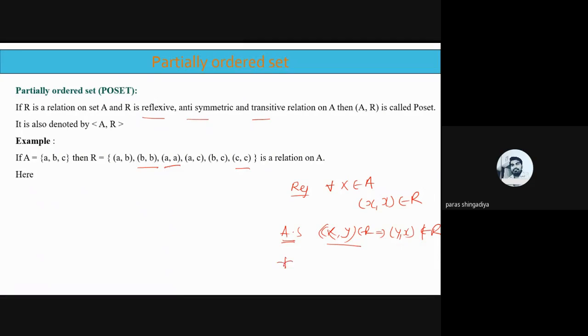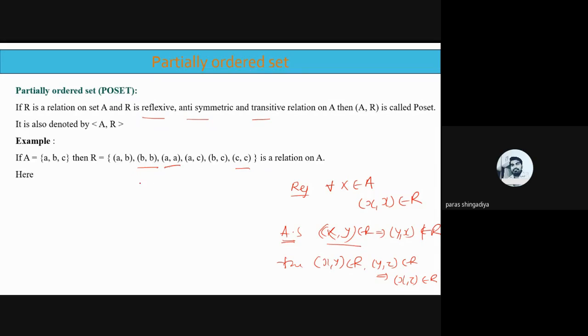And now the third one is transitive. So how can we check the transitive relation? If (x, y) belongs to R and (y, z) belongs to R, this implies (x, z) also belongs to R. If these two pairs exist, meaning (x, y), (y, z) with y the same, then we have to create (x, z), and then (x, z) should also belong to R.